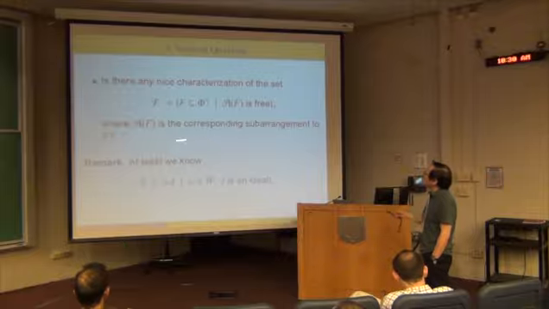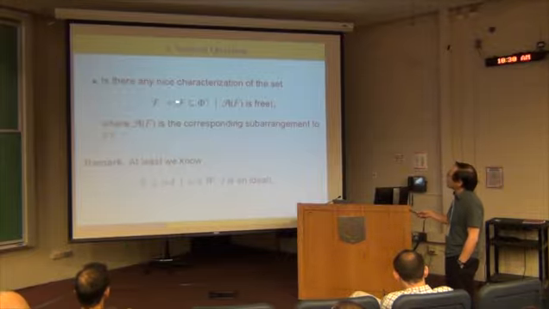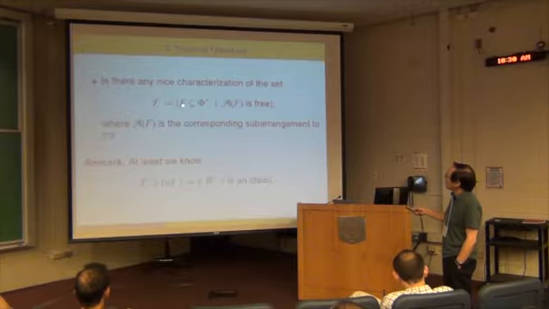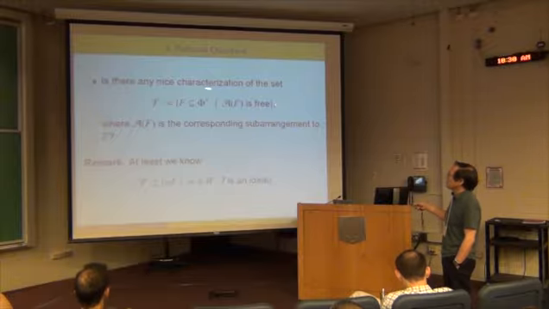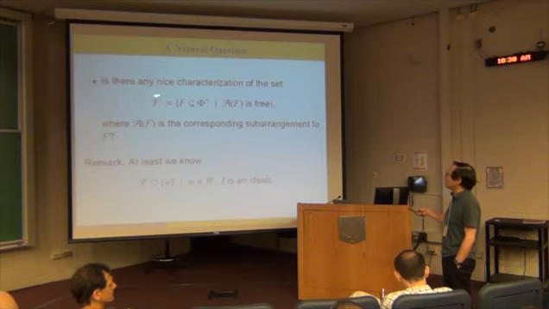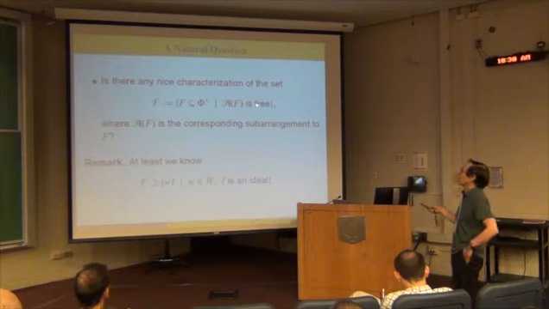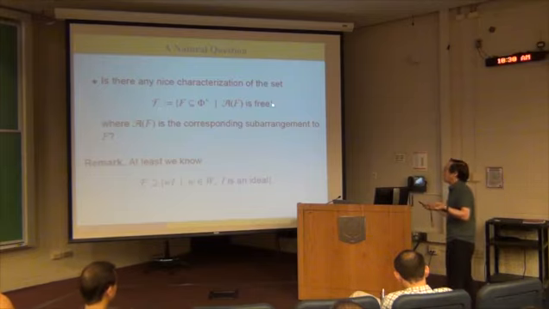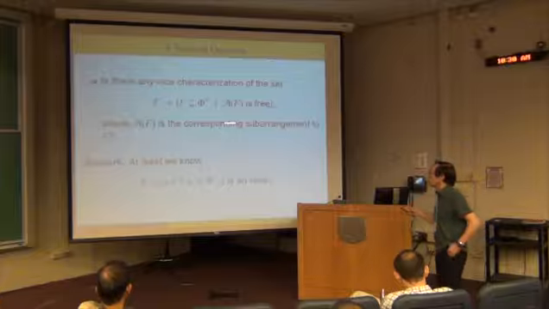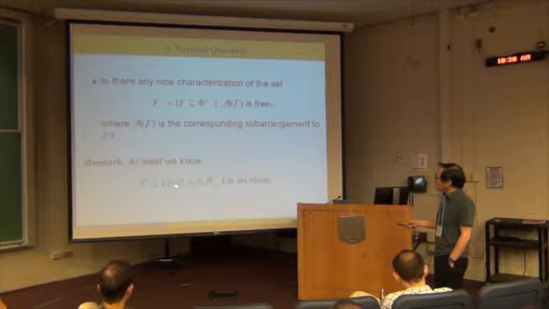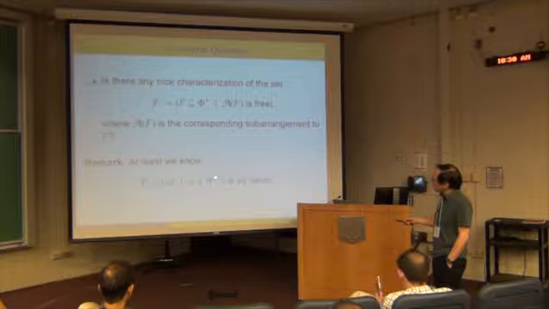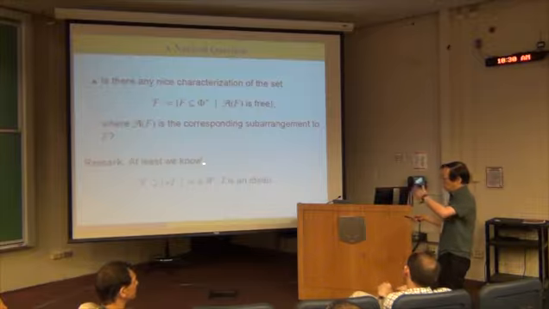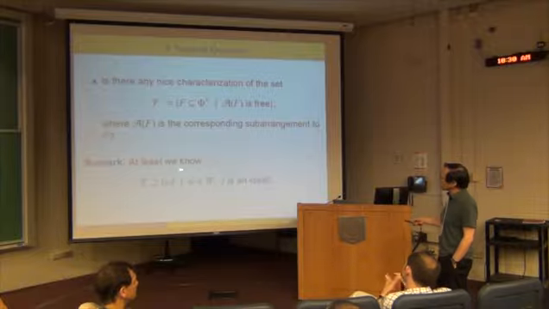Let me conclude my talk with this natural question. Is there any nice characterization of this set? This is the same thing as asking which subarrangements of a Weyl arrangement are free. This is probably not an easy question, but at least we know that if you have an ideal and you send this ideal by an element of the Weyl group, it corresponds to a free arrangement. So at least this contains this.